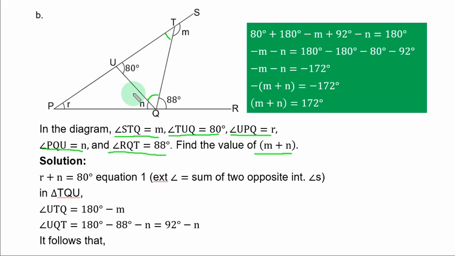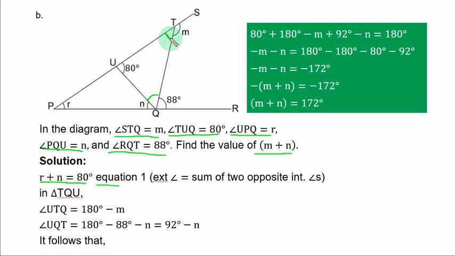let's consider triangle PQT. So this angle is equal to arrow plus n. That is the exterior angle equal to sum of the two opposite interior angles. So arrow plus n equal to 80 degrees. Let's call that equation 1. Now in triangle TQU, if you add this angle, that is UTQ plus m is equal to 180.